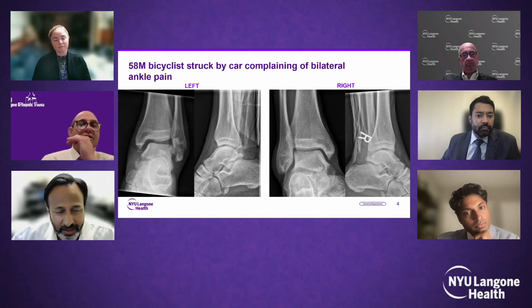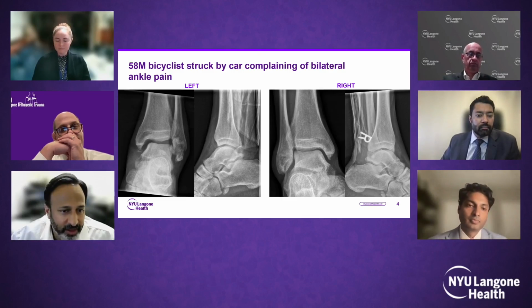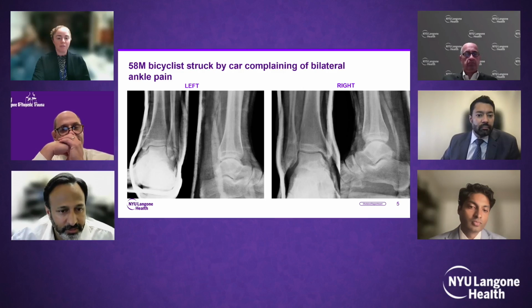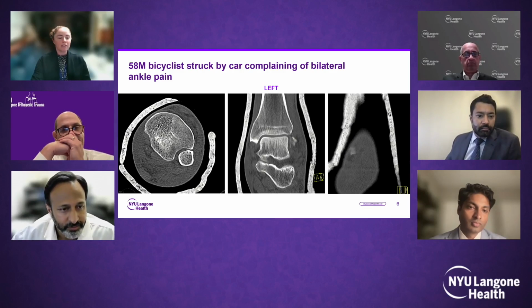On the right side, I see a non-displaced medial malleolus fracture. I do not see a fracture line of the fibula. I don't see anything on the posterior malleolus. I would like to have a CT scan of the left ankle. I don't think I need a CT scan of the right ankle. All right. Well, ask and thou shalt receive. So he gets splinted, and here's your CT.